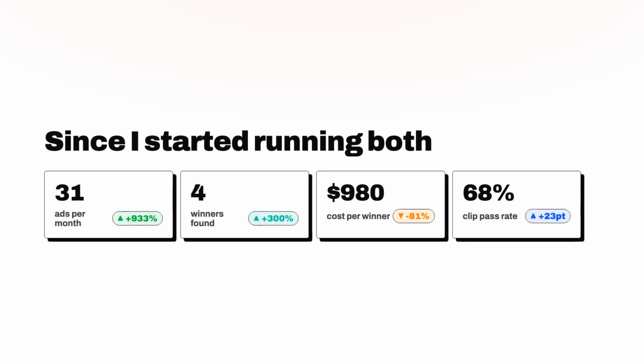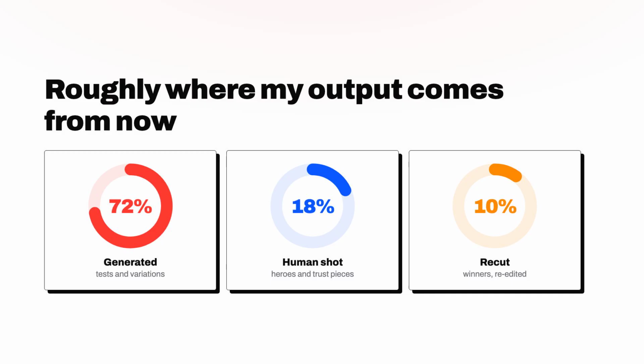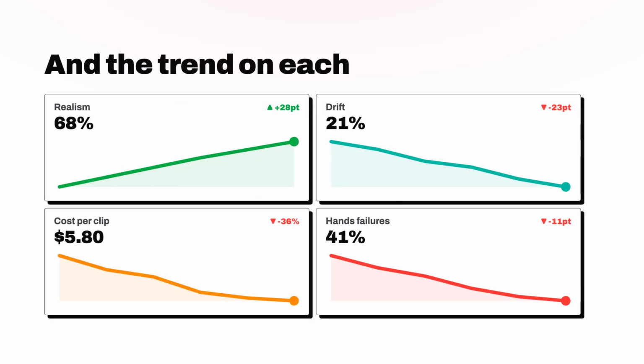Month over month since I started running both together instead of arguing about which one to pick. These are the moves that actually happened. Roughly where my output comes from now. Not precise, but directionally that's my reality, and the human slice is not going to 0. And the trend on each one. Realism keeps improving fast, drift is improving slower, hands are barely moving, which tells you something about what's hard.